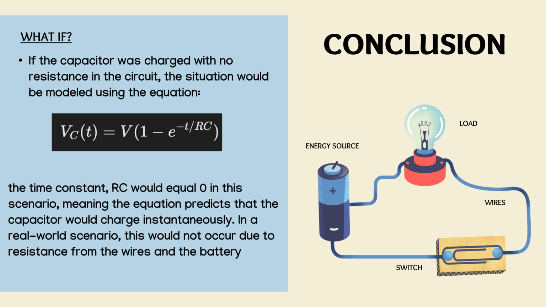If the capacitor was being charged in a circuit without a resistor, the situation would be modeled using this equation, and RC would be equal to 0, meaning that theoretically the capacitor would charge instantaneously. This cannot actually occur because there would be resistance from the wires and the battery.